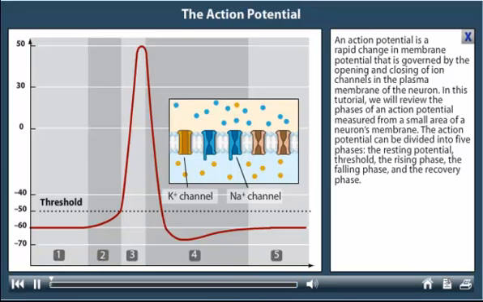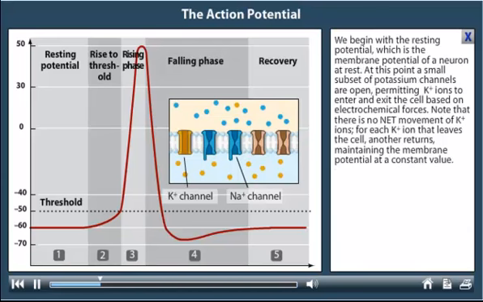An action potential is a rapid change in membrane potential that is governed by the opening and closing of ion channels in the plasma membrane of the neuron. In this tutorial, we will review the events of an action potential measured from a small area of a neuron's membrane. The action potential can be divided into 5 phases: the resting potential, threshold, the rising phase, the falling phase, and the recovery phase.